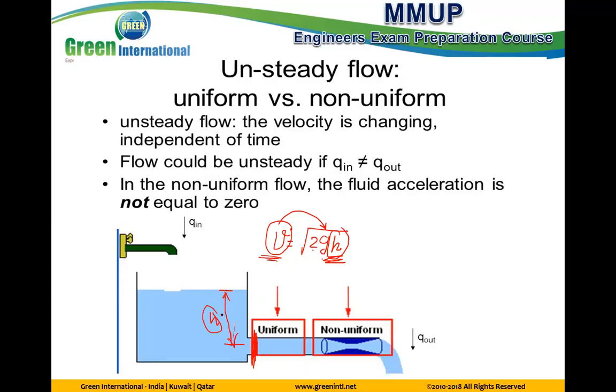So is this case steady or unsteady? Unsteady. Why unsteady? Because h is not constant. It means the velocity is not constant. It means all the time at the same cross section, at the same position, the velocity changes with time. It means unsteady. Is this clear? Okay.